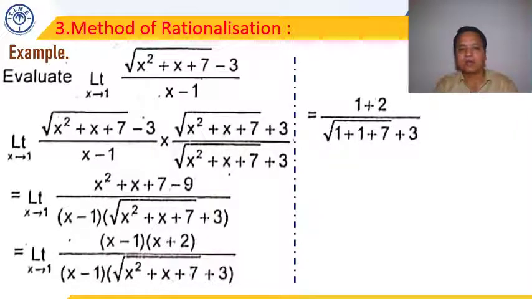Once we cancel out x minus 1 and substitute x equal to 1, in the numerator we get 1 plus 2. In the denominator we get the square root of 1 square is 1, plus 1, plus 7, that is root 9. Root 9 is 3, plus 3. So in the numerator we are getting 3 and in the denominator we are getting 6. So we are getting 3 by 6, and we can safely say 3 by 6 is nothing but 1 by 2.